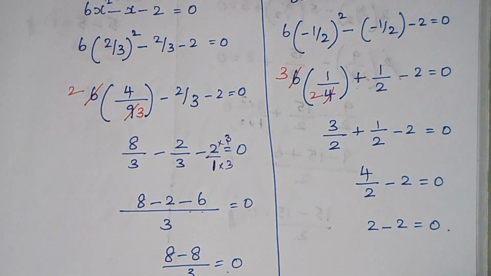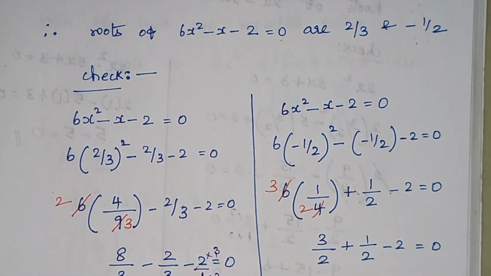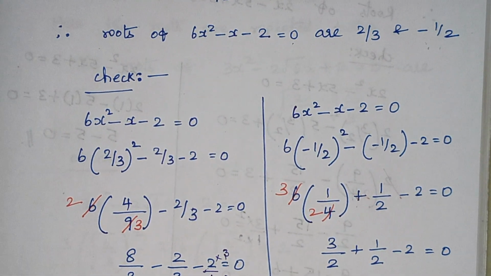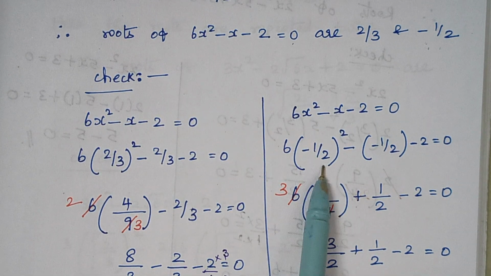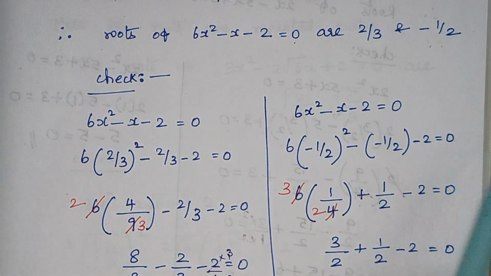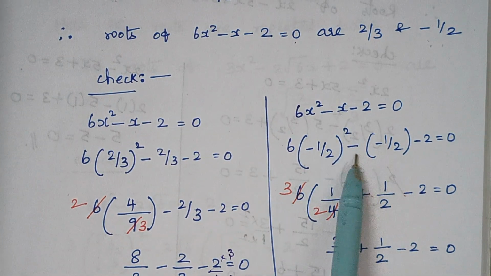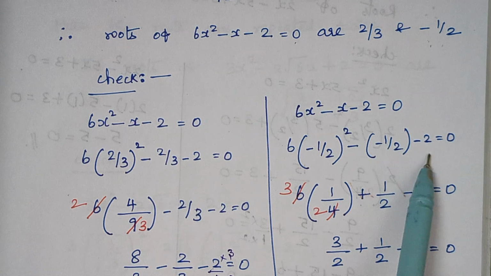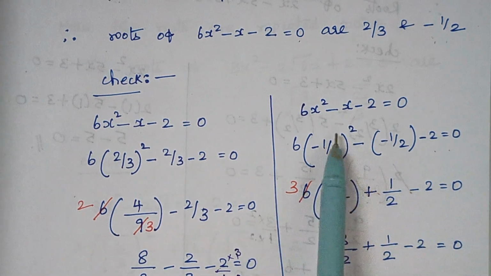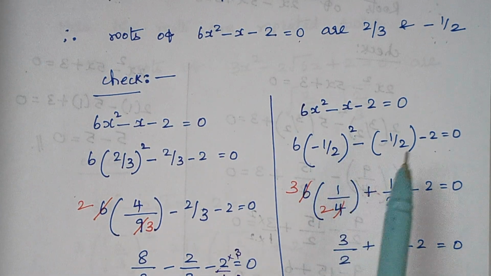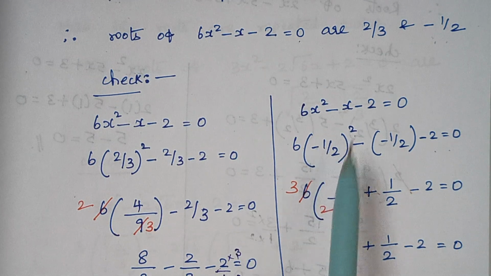Now we are going to check with our second root. What is our second root? The value is minus 1 by 2. So in the place of x, just substitute minus 1 by 2. So here 6 times (minus 1 by 2) whole square minus of minus 1 by 2 minus 2 is equal to 0. So minus 1 by 2 whole square is 1 by 4, because minus squared is 1, right?